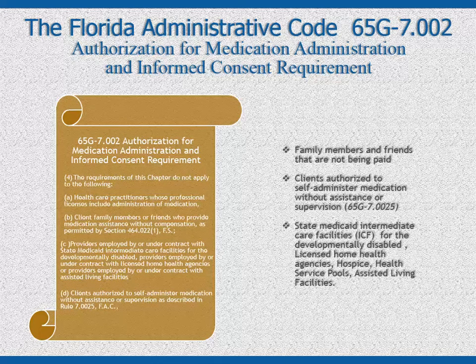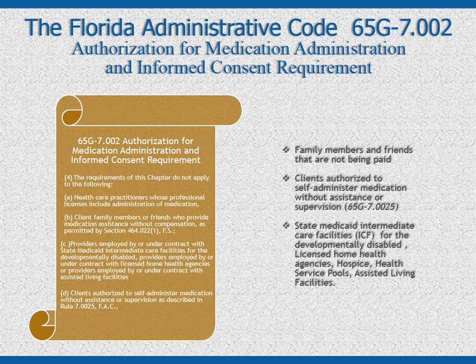People who work for or are under contract with other types of agencies or facilities that provide services to people with developmental disabilities have guidelines and rules they must follow, but the requirements found in 65G-7 do not apply. They include state Medicaid intermediate care facilities for the developmentally disabled, licensed home health agencies, hospice, health service pools, and assisted living facilities.